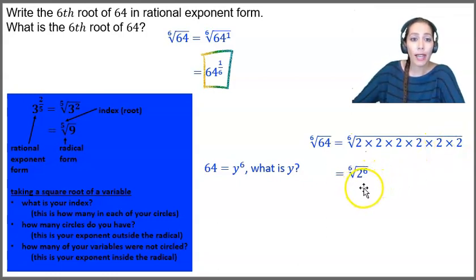Now, notice that we have this right now in radical form. Let's go ahead and put this in rational exponent form. So when we do that, whatever exponent you have inside the radical on your expression becomes the numerator. Whatever number you have as the index or the root becomes your denominator. 6 over 6 is the same thing as 1. And 2 raised to the 1st power, anything raised to the 1st power is always just the base. So the answer to this one is 2. The sixth root of 64 is 2.